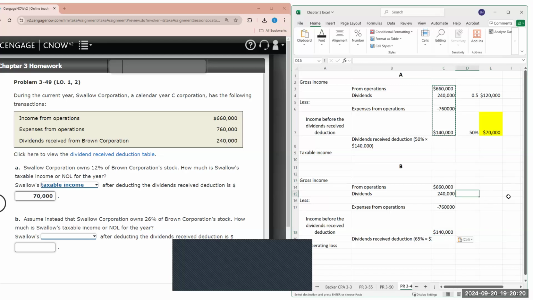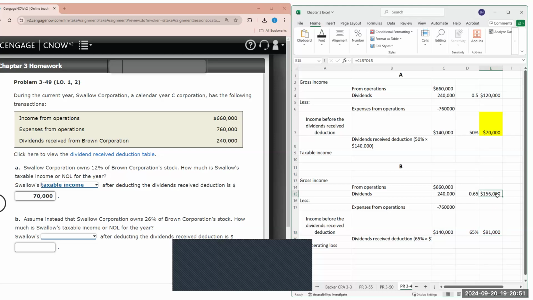So we know the total amount of dividends, but instead of it being 50%, it's 65%. So 240,000 multiplied by 65% is 156,000. And then the taxable income before the dividends received deduction is 91,000. So when we compare the two, we see that the $91,000 is the lesser of the two.